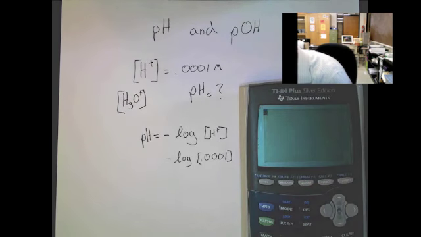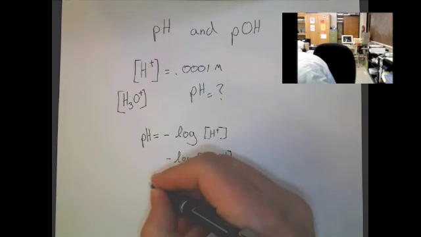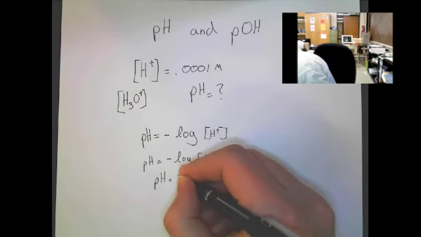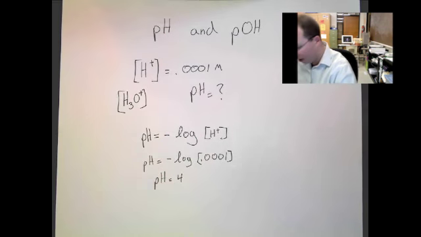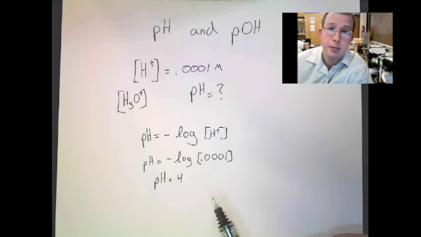So we hit negative log 0.0001. And look, you find that your pH is 4. So this is equal to pH, and our pH is equal to 4. Now, the other thing that we can look at right here is the relationship between pH and pOH.